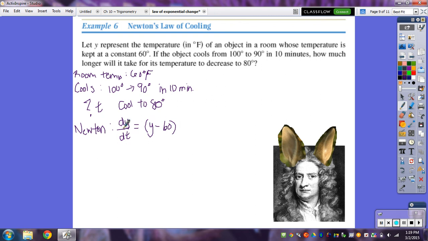And so this represents our change in temperature of the object. y represents the current temperature of the object, so the object's temperature. And then this 60 degrees is our surrounding medium.